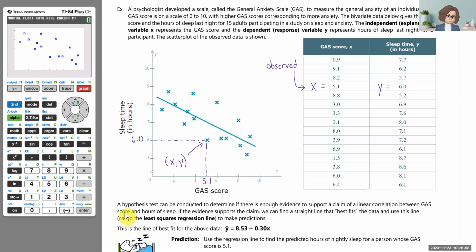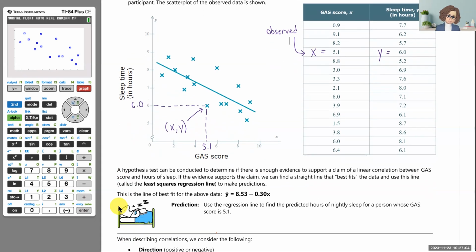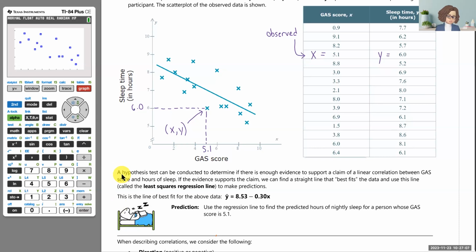So in order to determine if we have enough evidence to support the claim of a linear pattern, we conduct a hypothesis test. So we can conduct a hypothesis test to determine if we have enough evidence to support a claim of a linear correlation between GAS score and hours of sleep. I'm not going to run that hypothesis test right now. We're going to move forward and say if our evidence does support that claim, then the next step is to find a straight line that best fits that data, and we can then use that line to make predictions.